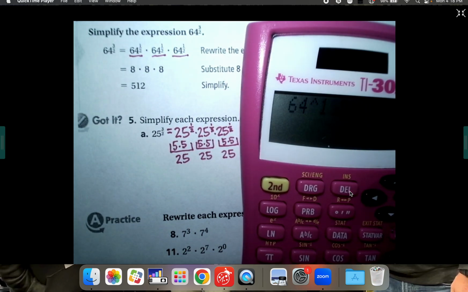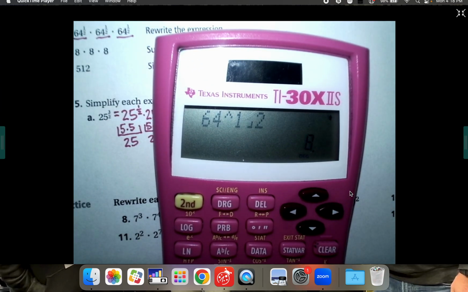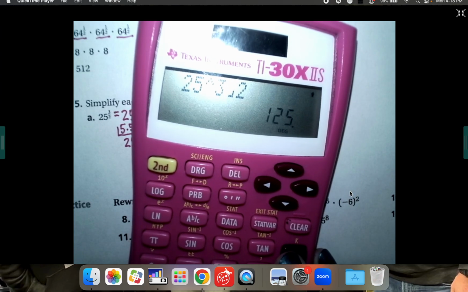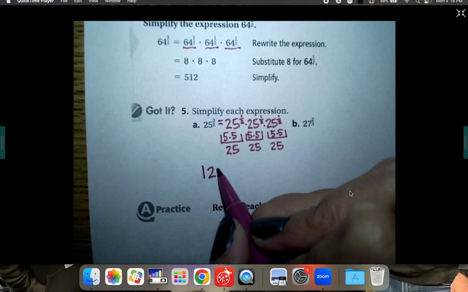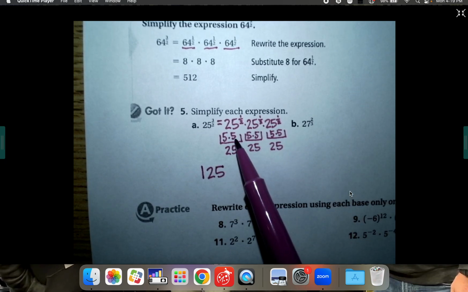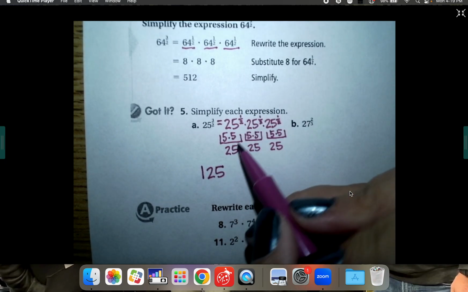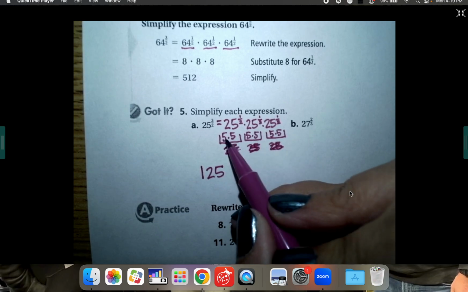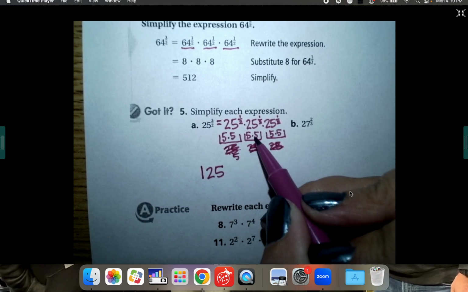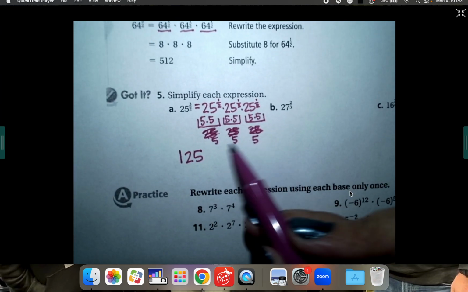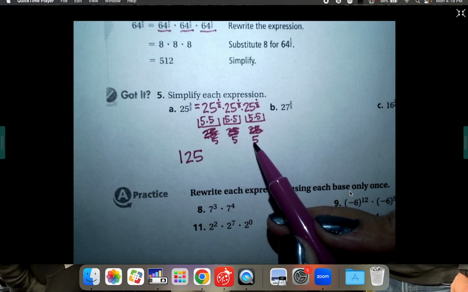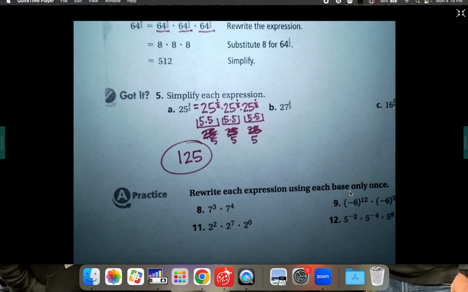So I'm going to start back from the beginning and put 25 to the 3/2 in my calculator. 25 to the 3 ABC 2, it's 125. So that is 125. I'm sorry, we only need 5 times 5 three times: 5, 5, and 5. 5 times 5 is 25, times 5 is 125. Good thing I used my calculator.